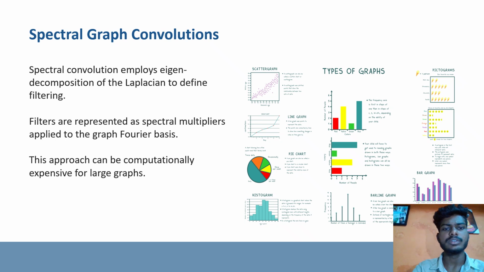Spectral graph convolutions. Spectral convolutions employ eigendecomposition of the Laplacian to define filtering. Filters are represented as spectral multipliers applied to the graph Fourier basis. This approach can be computationally expensive for large graphs.